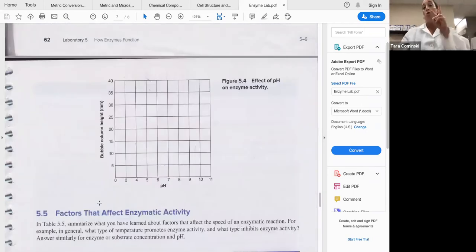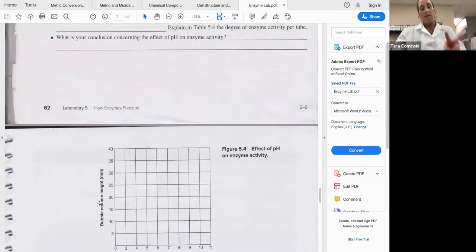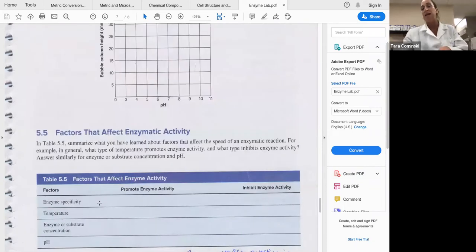Okay, so there are two graphs that you will need in your mini lab report. There is this 5.5 factors that affect enzymatic activity. Don't worry about doing that table, okay?